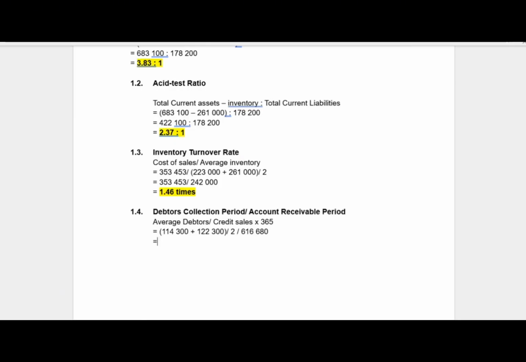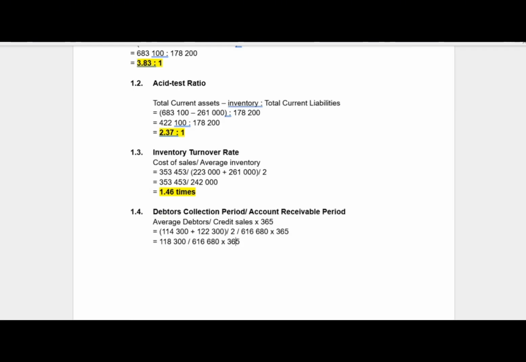As we proceed with the calculation, let's get the average first. After getting the average, we'll proceed. Our average is going to be 114,300 plus 122,300, and then you divide by 2. I am getting an average of 118,300. That is our average. Then you divide by 616,680.